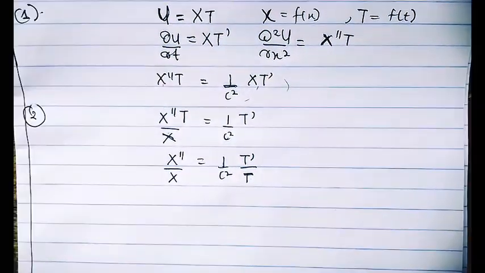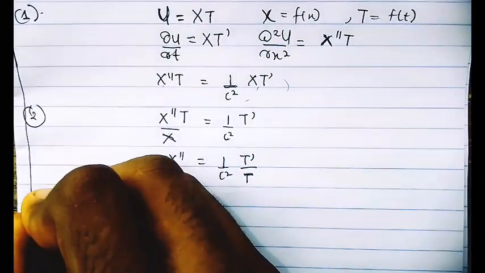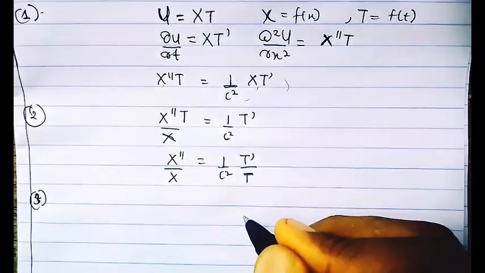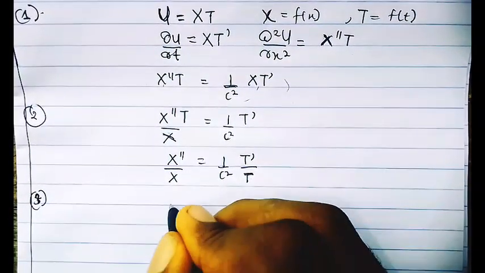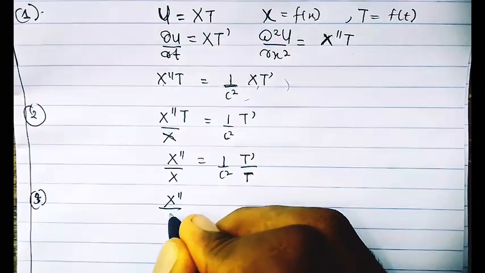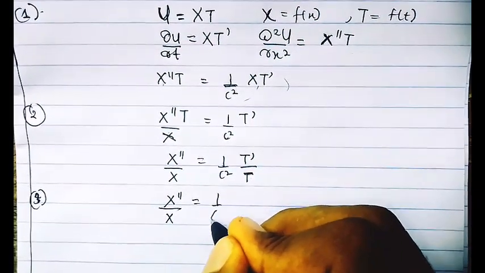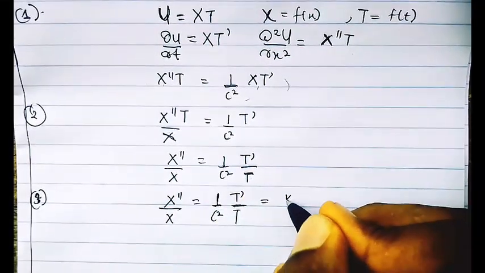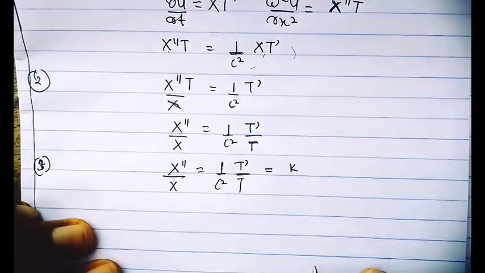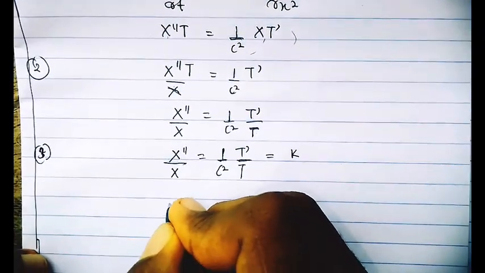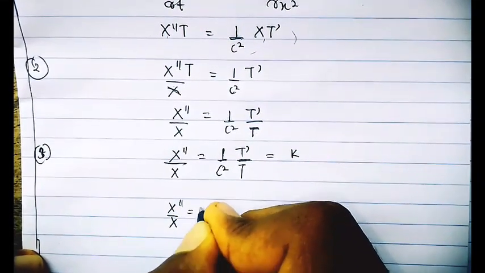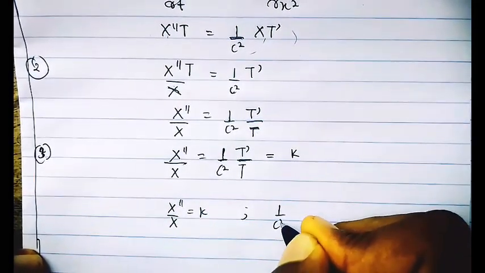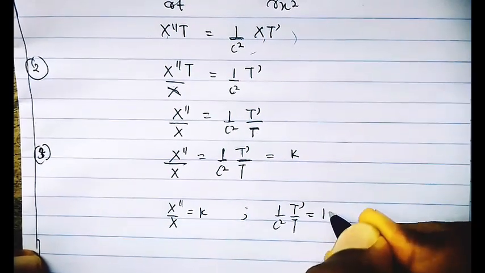So now the third step, we introduce a constant, just like the wave equation. So now let's say this is x prime prime over x equals 1 over c squared t prime over t. Now let's introduce a constant k. So we'll be having x prime prime over x equals k, and 1 over c squared t prime over t equals k.